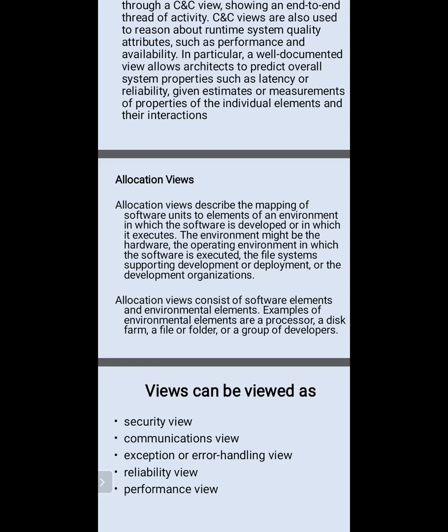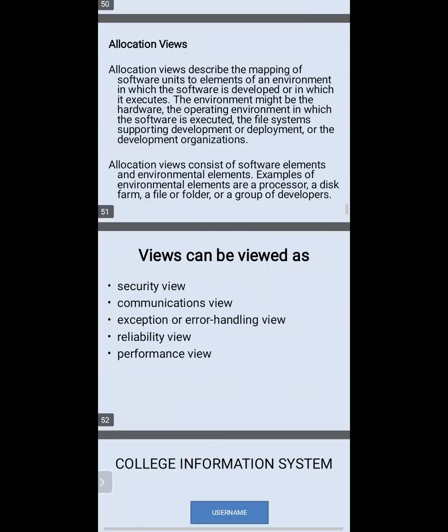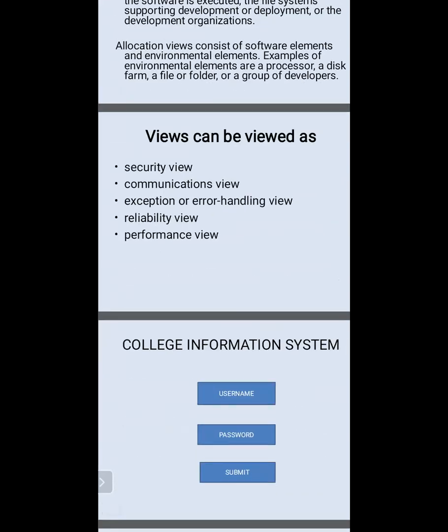Views can be used for different purposes, such as security view, communication view, exception or error handling view, reliability view, and performance view. All these are related to the modules. In which way are we viewing that module? In the first case, we are verifying what the module is and what its purpose is. That type of view is referred to as a module view.